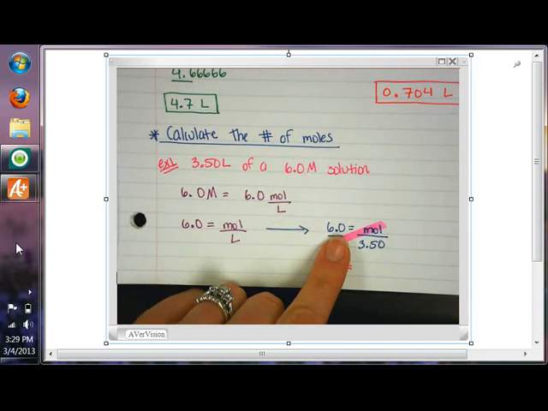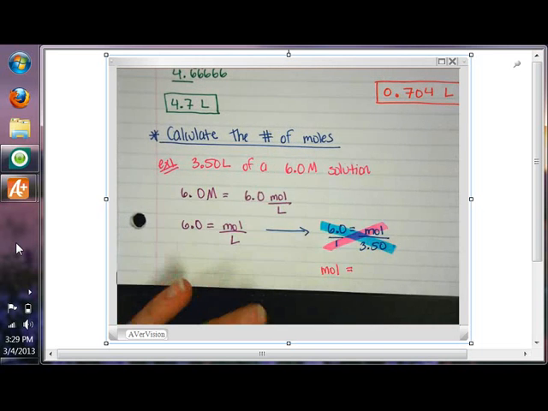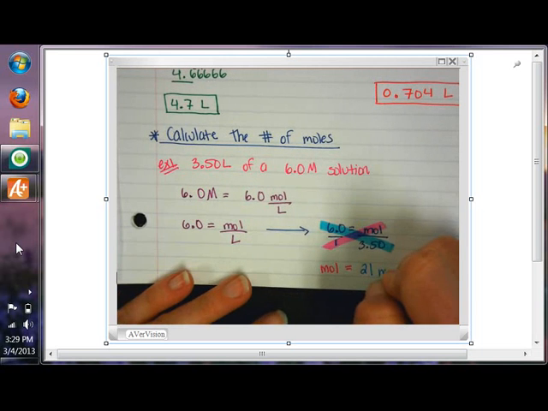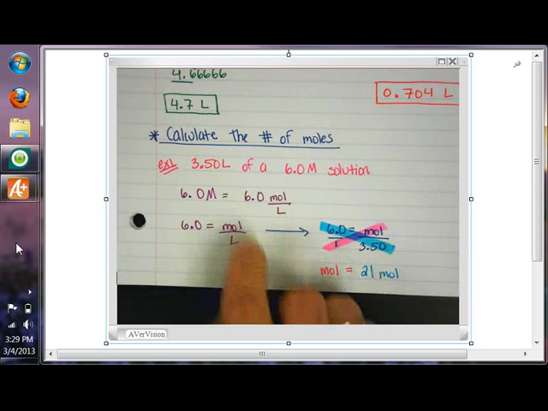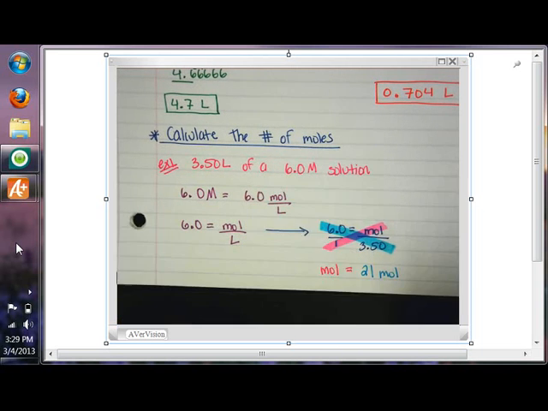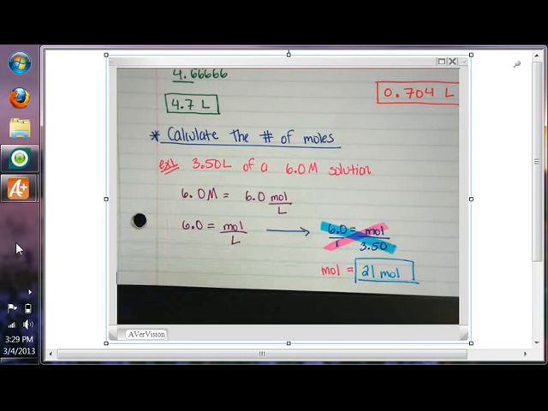So that gives me moles equals 6.0 times 3.0, which gives me 21. So 21 moles. And that is the right number of sig figs. 2 sig figs, 3 sig figs, lower number is 2. So that's your final answer.